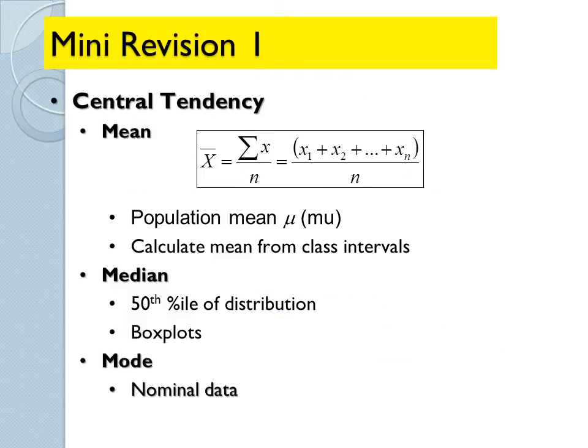A few weeks ago, we learned about measures of central tendency. A measure of central tendency is a single value that best represents or summarizes your data. And we learned about three such values. They are the mean, the median, and the mode. The formula for the mean is represented in the box in front of you.